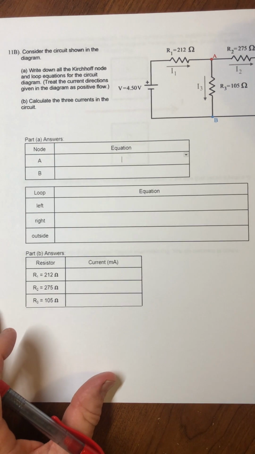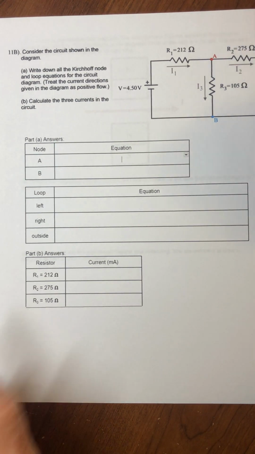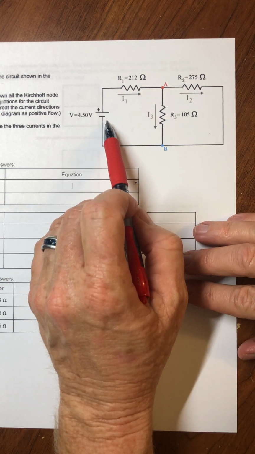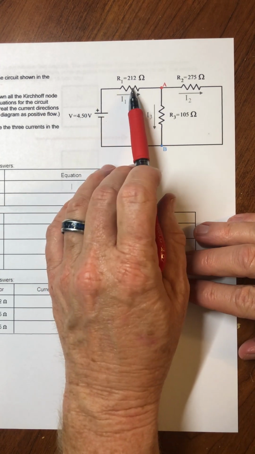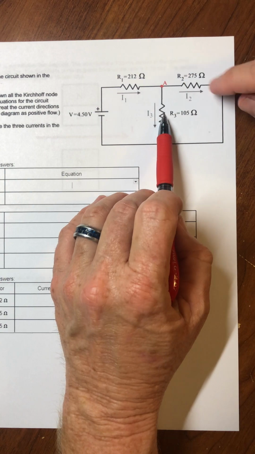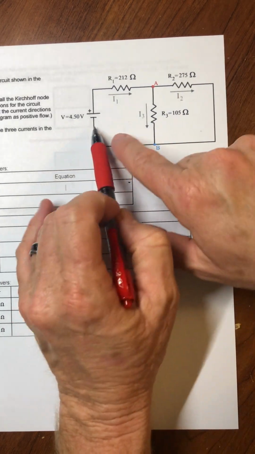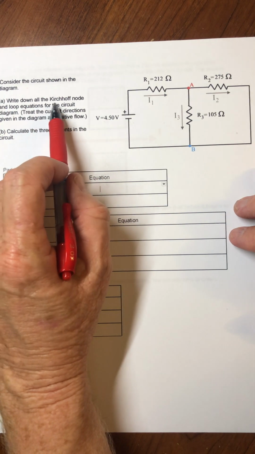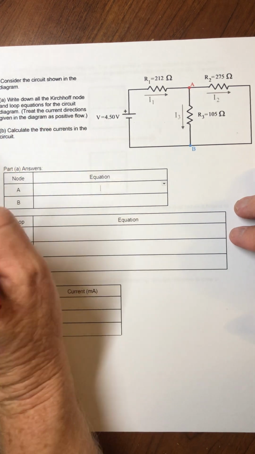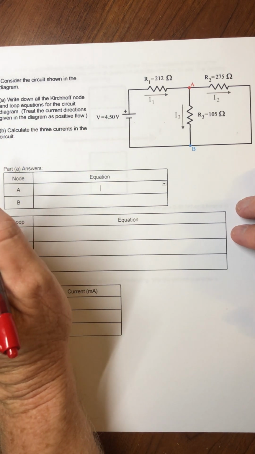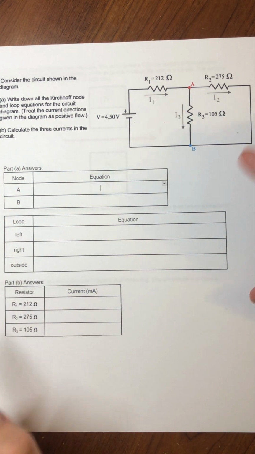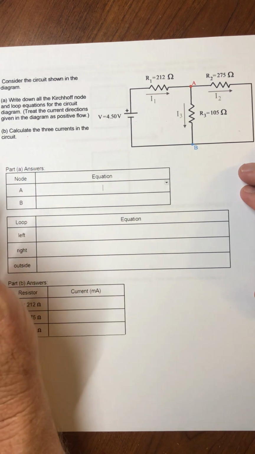All right, so let's go on to B here. So B says, let's consider this circuit over here. So we've got one power supply, it comes along, goes through resistor 1, looks like it branches off and goes through a 2 and a 3, regroups and comes back. Okay. I'll write down the Kirchhoff's node and the loop equations for this circuit diagram. Now, ultimately, B says calculate the currents in it.